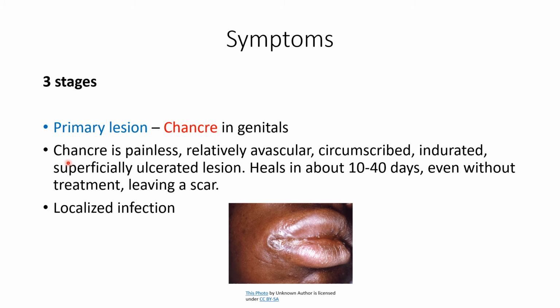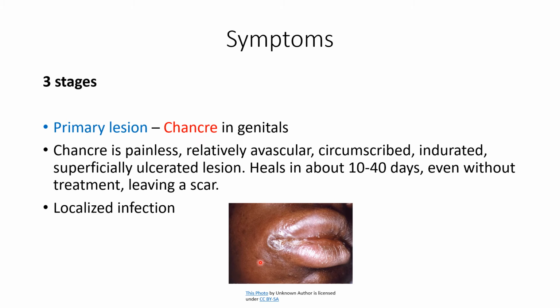Now how can we define chancre? Chancre is basically a painless, relatively avascular, circumscribed, indurated, superficially ulcerated lesion. Do not miss any point here. It's quite easy. Painless, this is the chancre lesion you are seeing. It has come orally here, and in the same way it will come in the genital region too. So what you see here is the chancre. So it is painless. If you touch it, you will not feel any pain there.